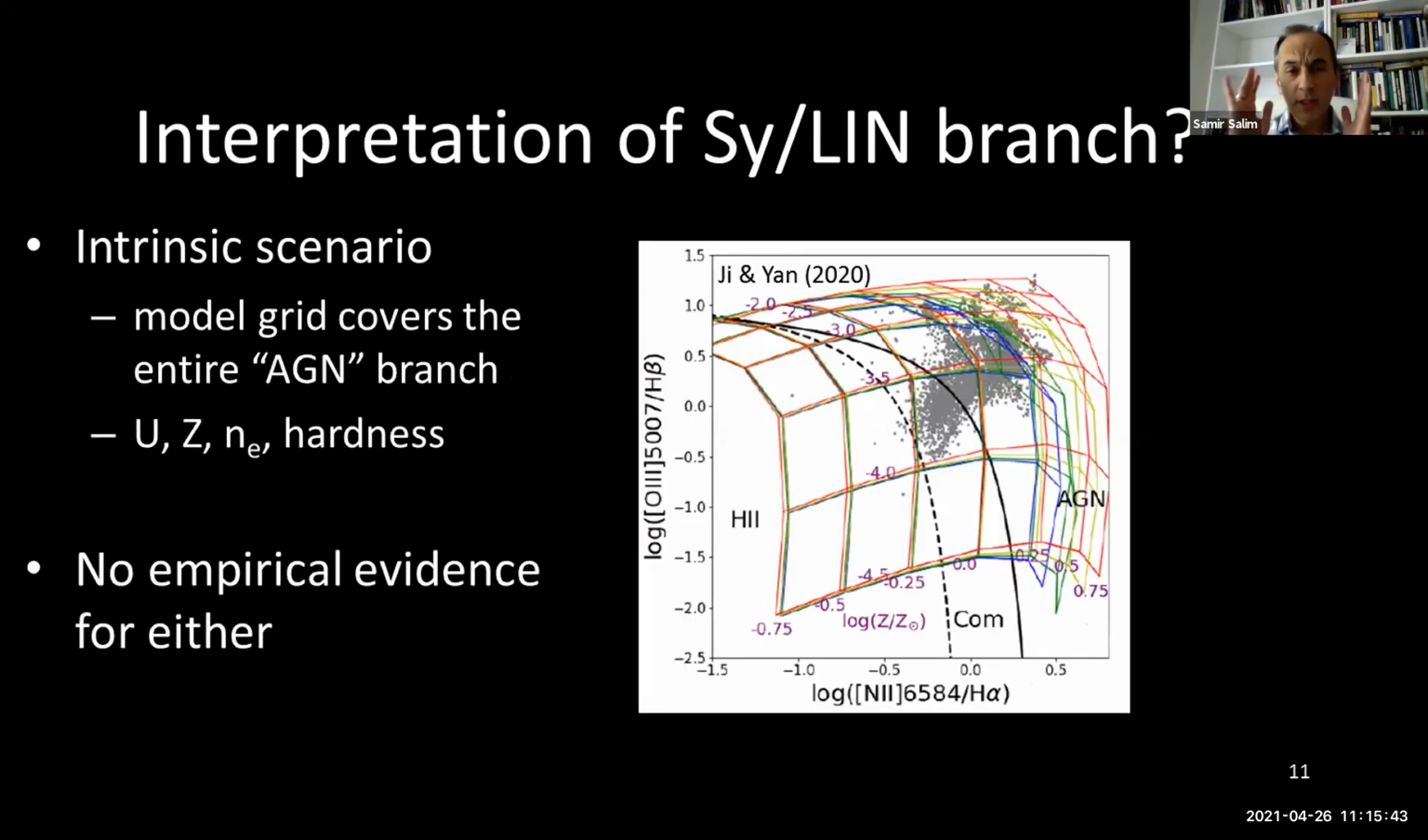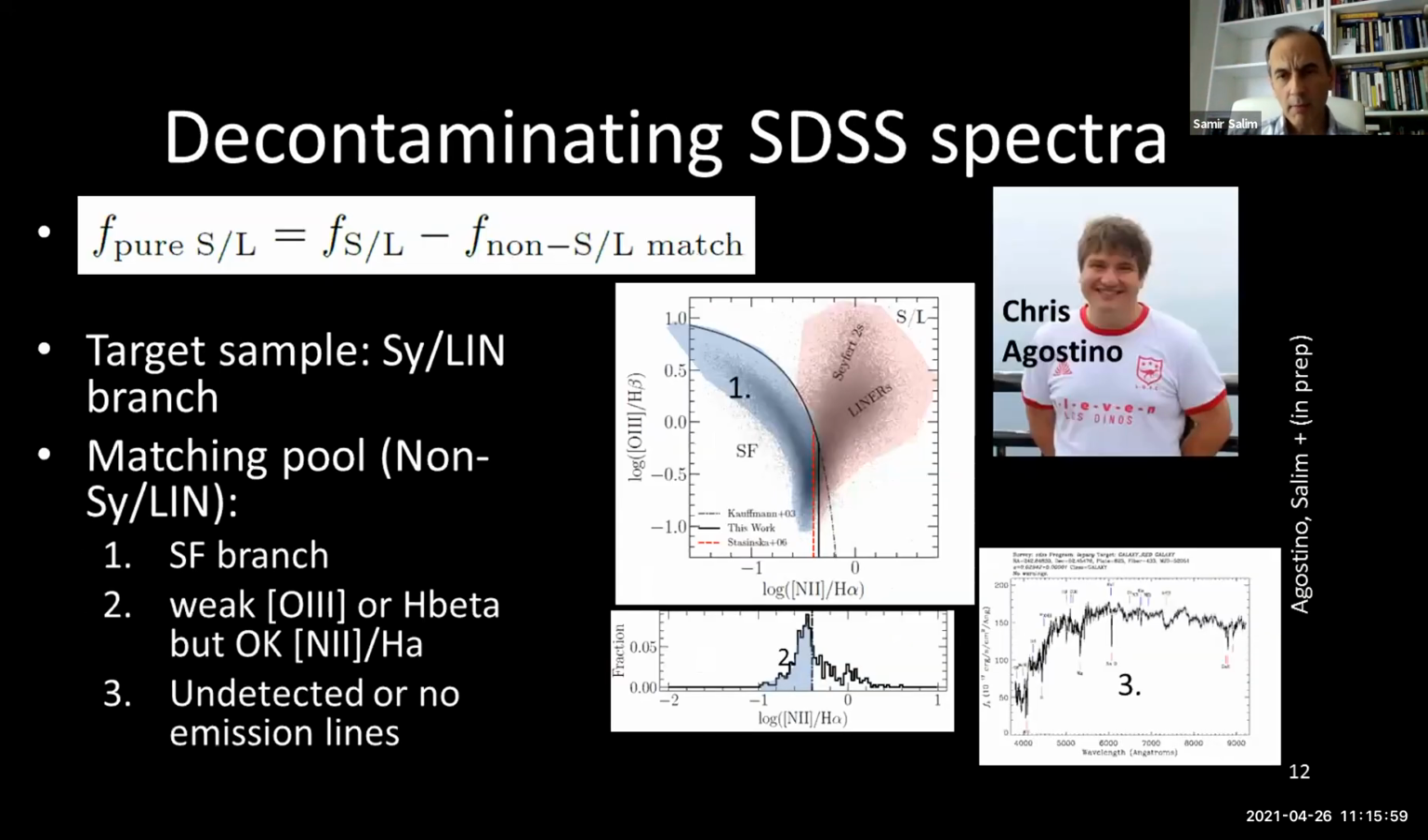But what about the intrinsic scenario? Is it even feasible? Well, most models say that it should be. So models are able to actually populate this full parameter space. But the question is, does that happen in reality? And so far, we didn't have a good answer to that.